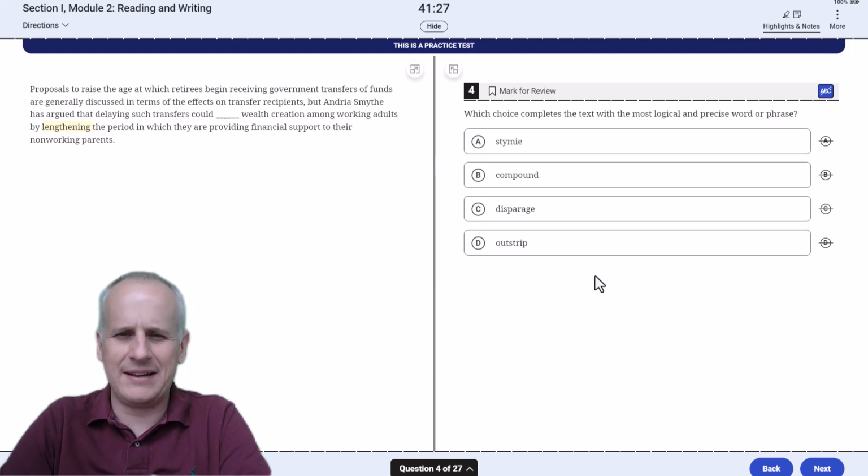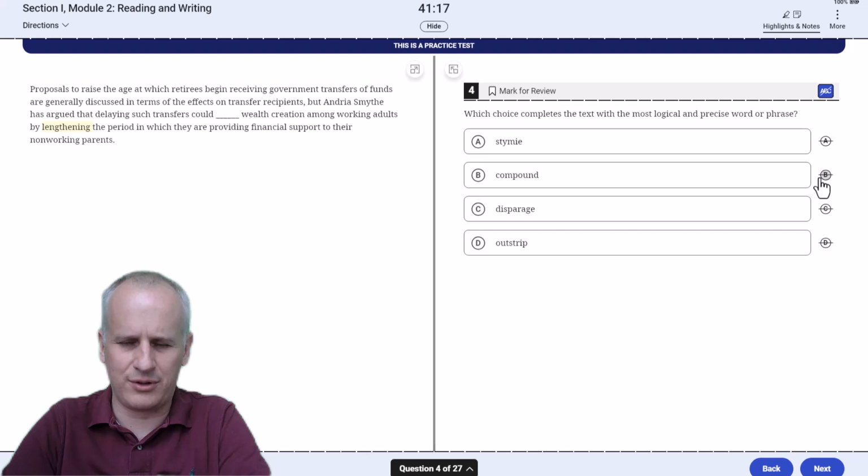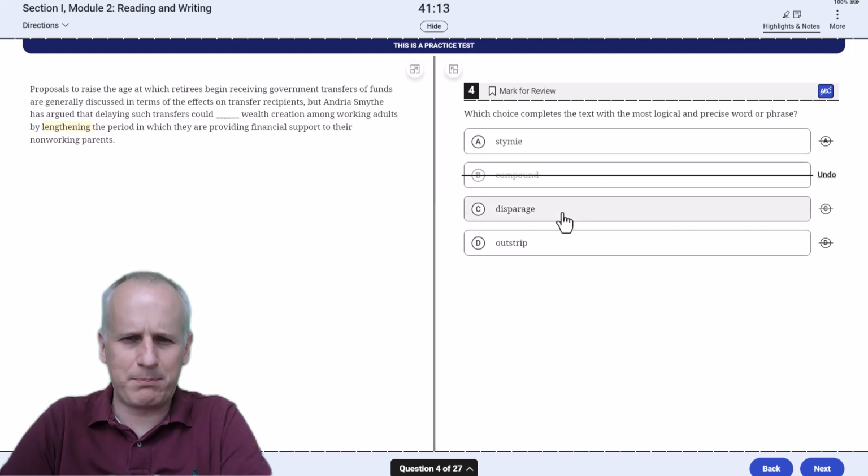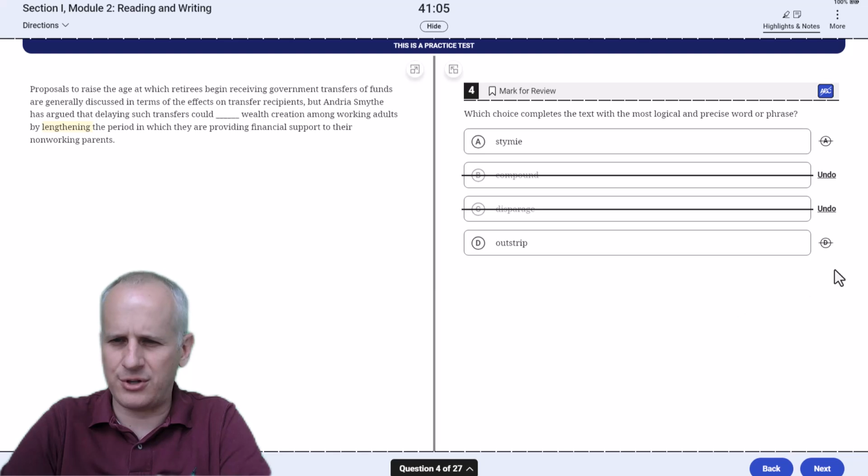Now, let's just pretend I don't know what stymie means. I've got to hold it open. I can't eliminate it. Compound, well, if we compound wealth creation, we're not lengthening the wealth creation. That's actually going to increase the wealth creation, so that would be a tone reversal. Disparage is going to mean insulting. Again, if you don't know what it means, you'll have to hold it open. And outstrip actually means it's going to go faster. So that is also going to be an incorrect answer choice.